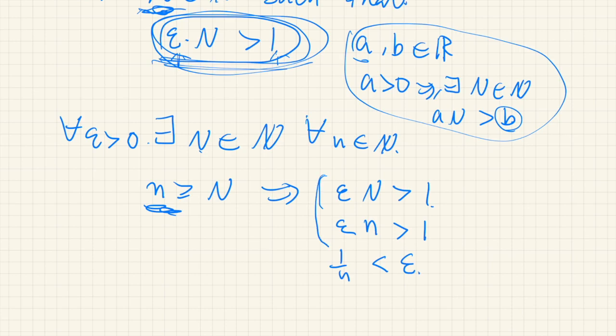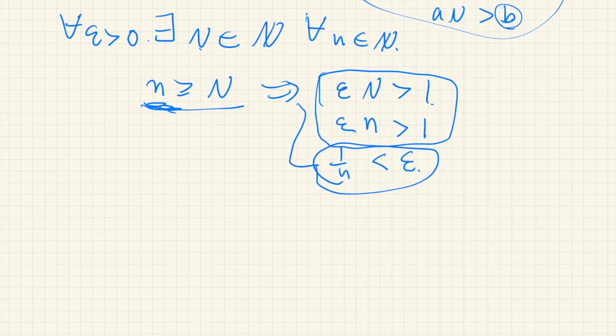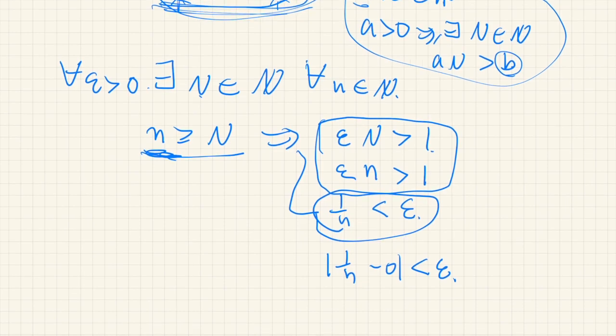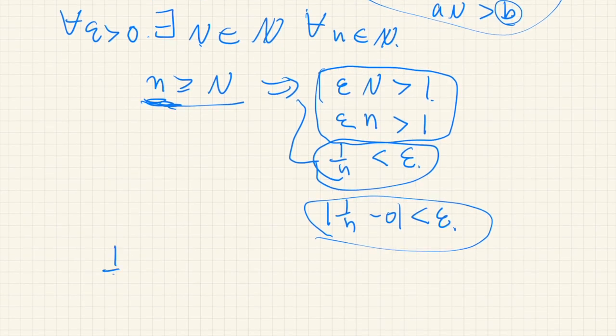Okay, so let's skip this. From here we can conclude this is true. So of course this is true. Okay, so it's done. Therefore, 1 over n converges to 0 as n goes to infinity.